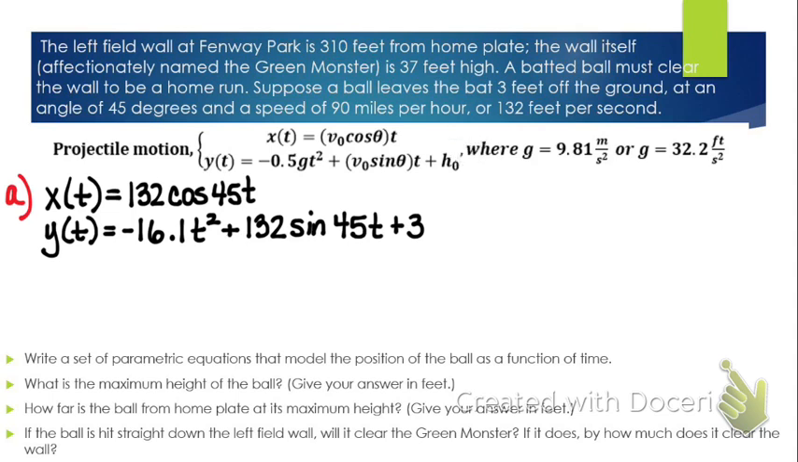So that's part A. Now we need to find the maximum height of the ball if it leaves the bat with a speed of 90 miles per hour. And again, 90 miles per hour converts to 132 feet per second. So let's figure out the maximum height. Let's think about it. When we hit it, it's going to hit the ground. The maximum height is going to be in the middle.